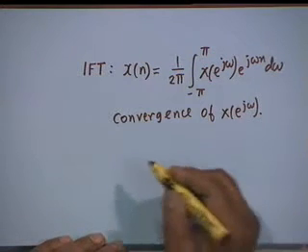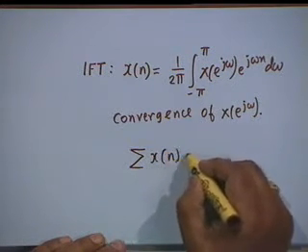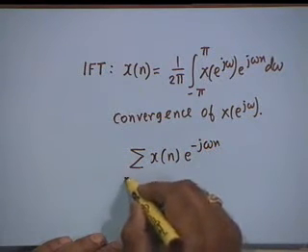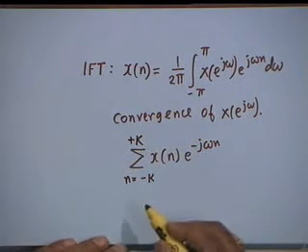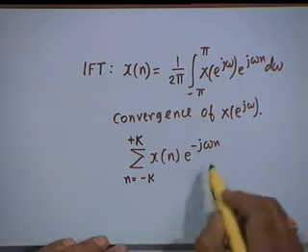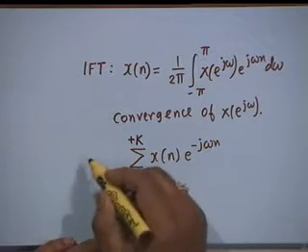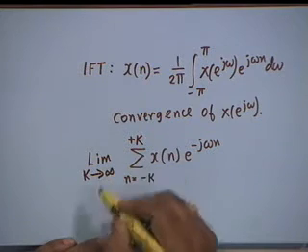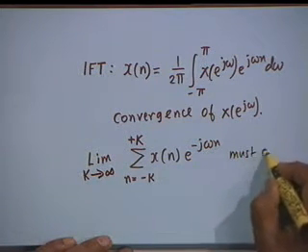Formally, if we take this summation x of n e to the minus j omega n from n equal to minus k to plus k, obviously this sum being finite shall always converge. Agreed? This sum shall always converge. So what we do is we allow k to go to infinity. This must converge.